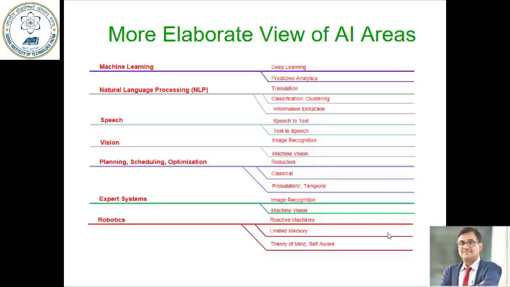Similarly, speech has broad areas like ASR, speech to text, TTS, text to speech, computer vision as image recognition, machine vision, shape from shading, occlusion study, and so on. Planning, scheduling, optimization is extremely relevant to robotics. Classical planning was based on logic. Modern days planning is statistical and optimization based. Also, probabilistic planning is very successful.